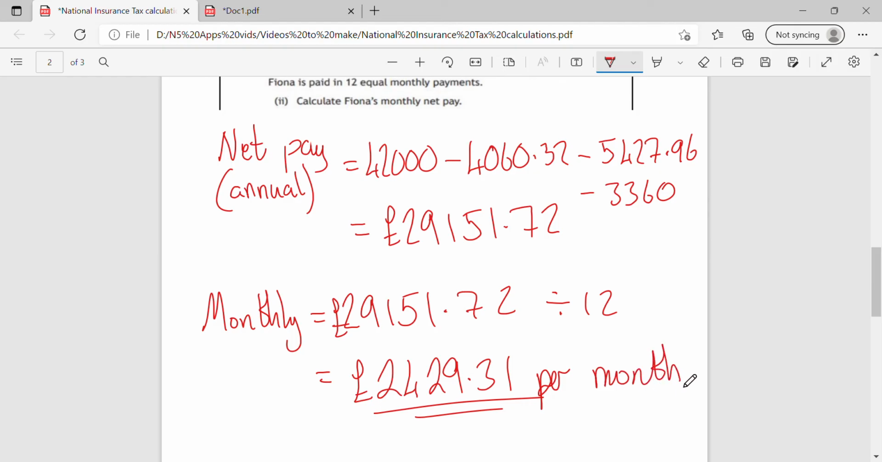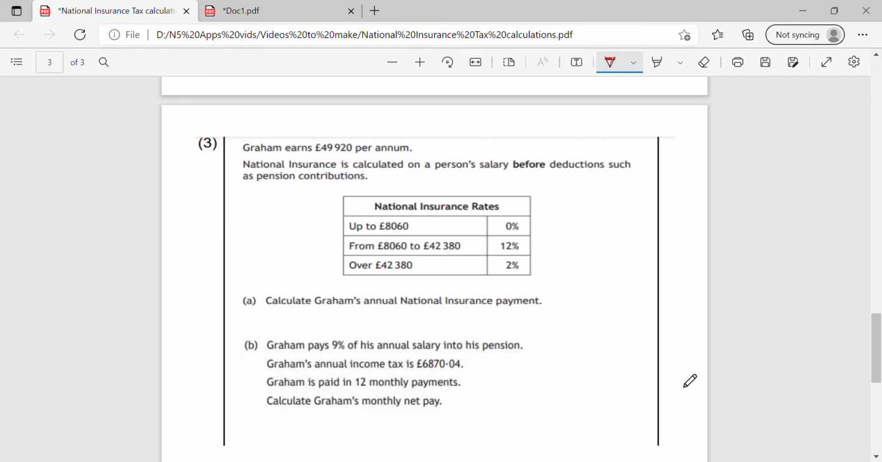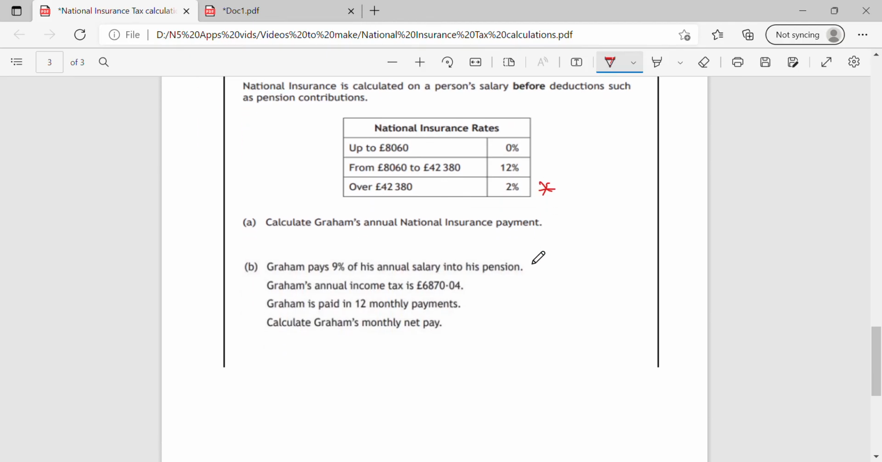Okay, let's look at the final question. So this final question is slightly different because we notice that this person, Graham, earns £49,920. So he actually earns money above the maximum threshold up here. So we are going to have to work out how much he pays at 2%, then how much he pays at 12%, and then add those together. So that's what part A is asking us to do.